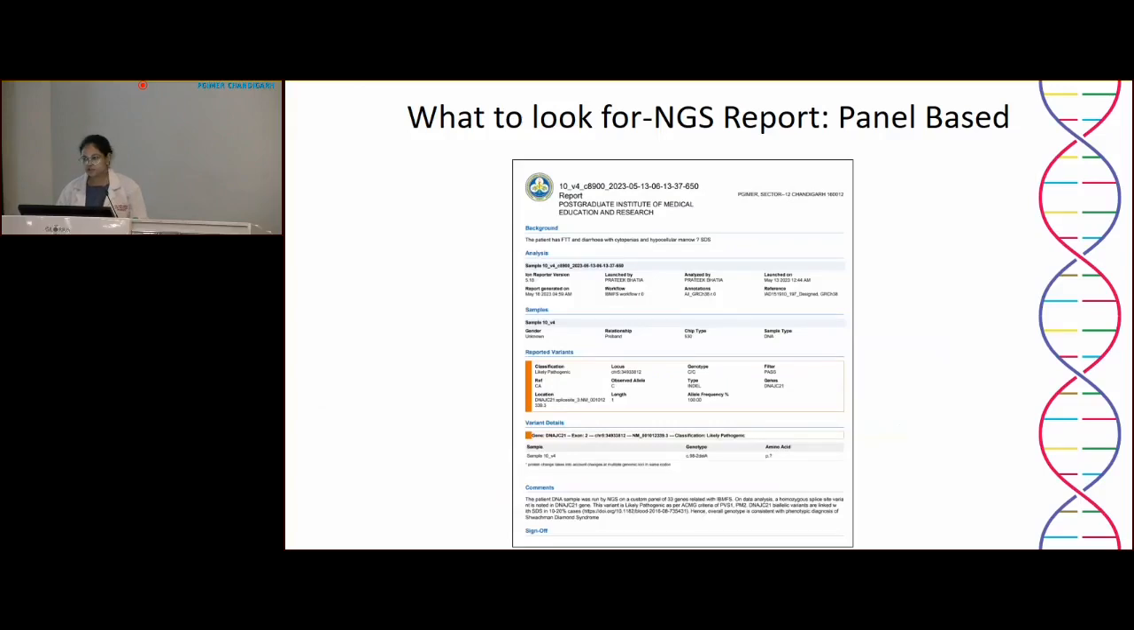So when you have an NGS report in hand, what should one look for? Of course, the background, and then the gene which is reported as associated with the disease. This is an example of panel-based testing. One should look for the disease, and one should know the inheritance and whether it has been classified as pathogenic or likely pathogenic. And whenever a variant is reported, one should always look at the bottom of the report where evidence is given for that particular classification.